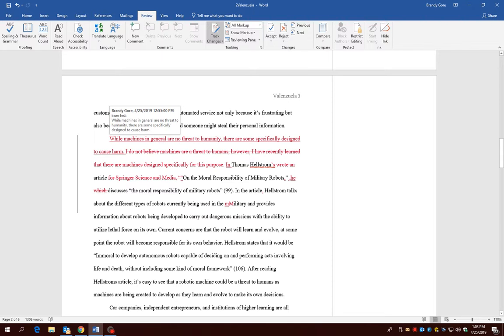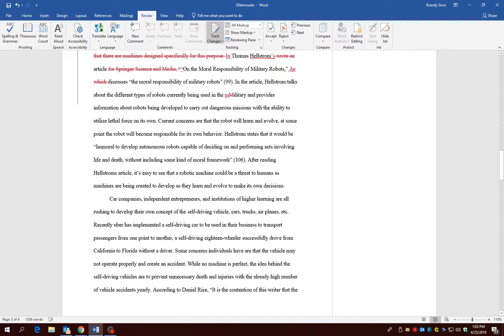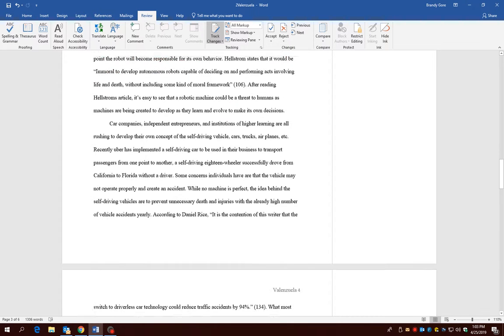So the change here then is, while machines in general are no threat to humanity, there are some specifically designed to cause harm. And then, in Thomas Hellstrom's article on the moral responsibility of military robots, he discusses the moral responsibility of military robots. In the article, Hellstrom talks about the different types of robots currently being used in the military, and so on. Excellent job on the page numbers and on quoting. There's not too many quotes in here. To me, there's just the right amount.